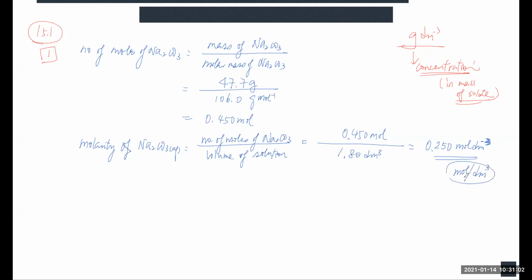But in science, we would express it as mol dm minus 3. Second is about the significant figures. In this calculation, we have 1, 2, 3 sigfig, 1, 2, 3 sigfig, so the answer should be in 3 sigfig. Even though here comes 1, 2, 3, 4, the accuracy will go back to 3 sigfig only. Is that clear? So this is number 1.